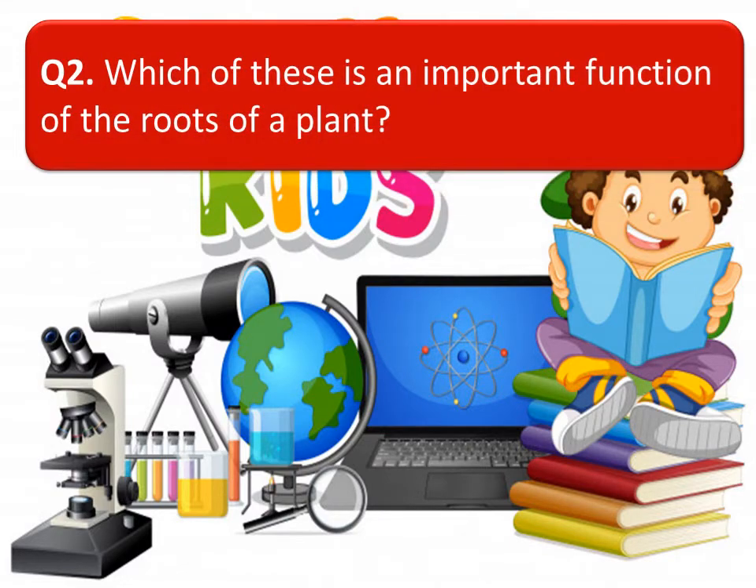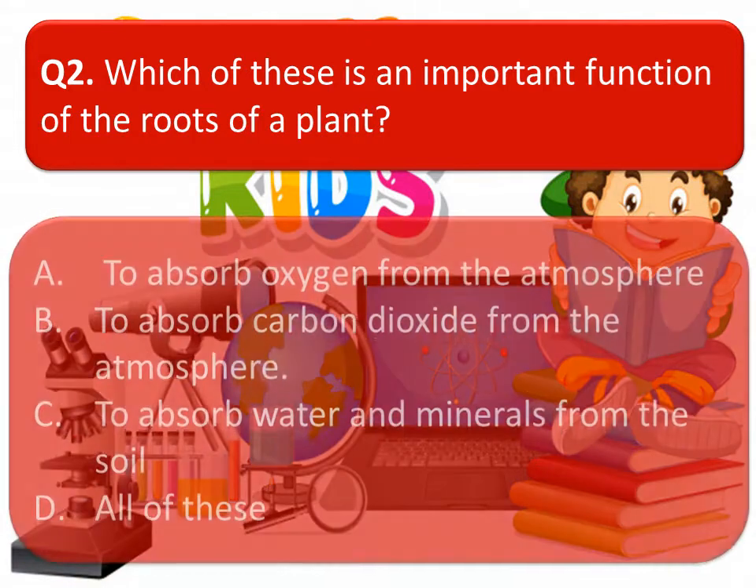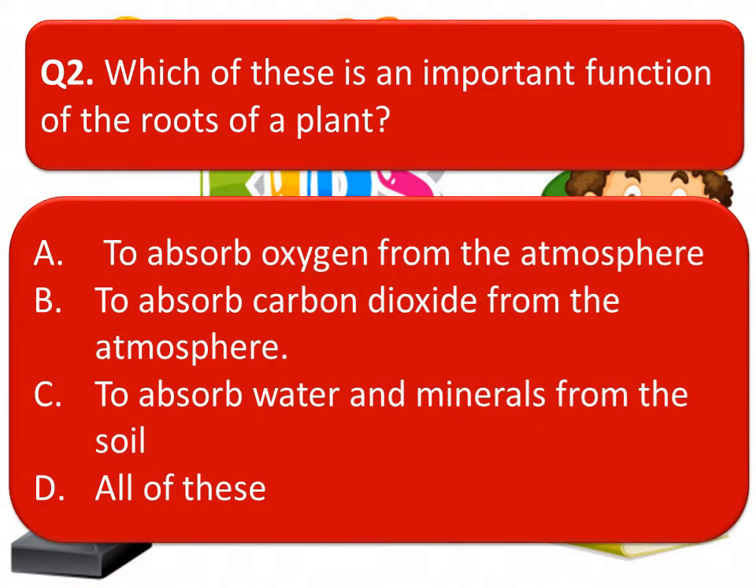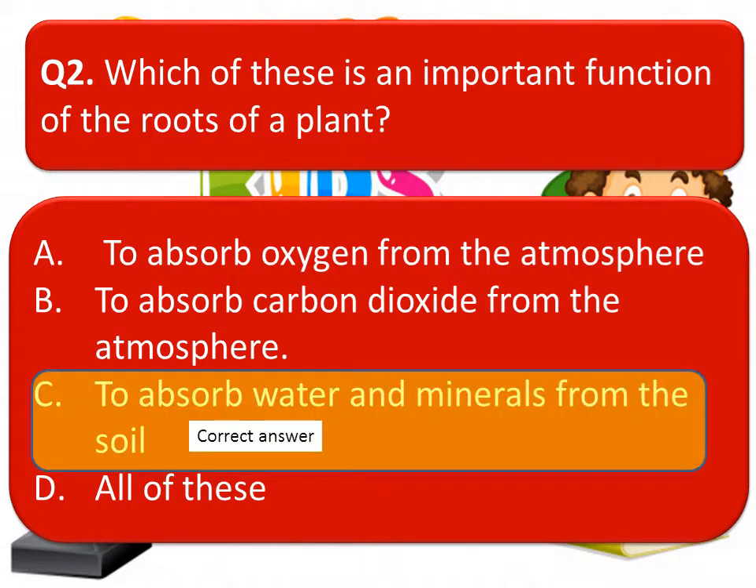Let's move to our next question. Which of these is an important function of the roots of a plant? Here are the options: to absorb oxygen from the atmosphere, to absorb carbon dioxide from the atmosphere, to absorb water and minerals from the soil, or all of the above. Think about the correct answer, note it down in your notebook. And the correct answer is C, to absorb water and minerals from the soil.